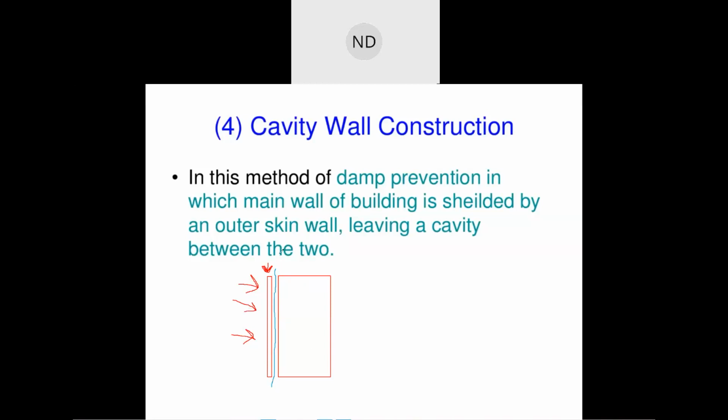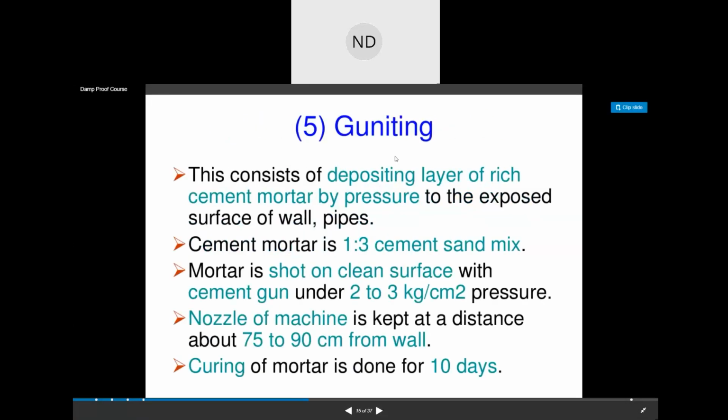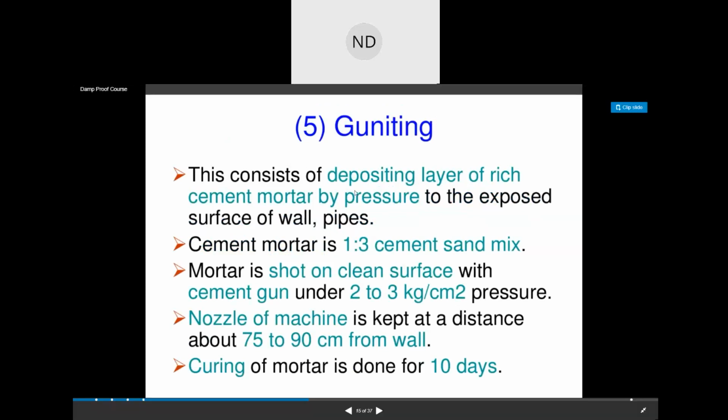On all four sides of your building wall, you can use this outer skin wall, with a very small cavity between them. So this is cavity wall construction. With the help of this method also, you can prevent dampness in your structure. Now another method is gunniting. What is that? This consists of depositing a layer of rich cement mortar by pressure to the exposed surface of walls or pipes. Gunniting means you give cement concrete inside.